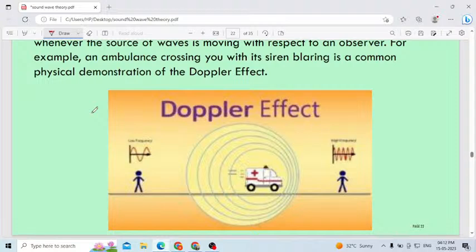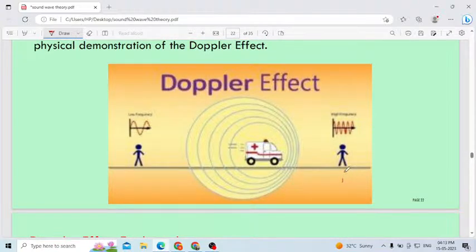Assume here the ambulance, here person A is standing in front of the ambulance, and person B is standing at the backside of the ambulance. Once you hear the siren, the ambulance makes the siren and then it travels. Once this ambulance is approaching person A, he will hear a louder sound. Here the sound waves are very close.